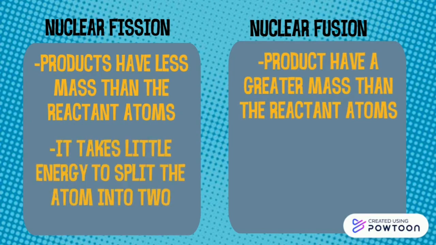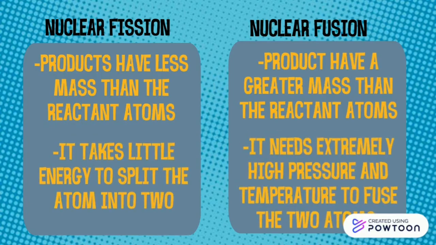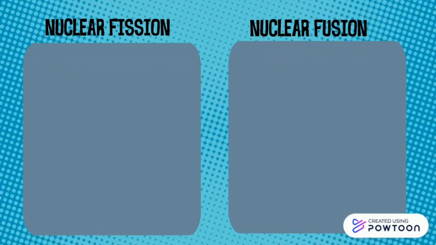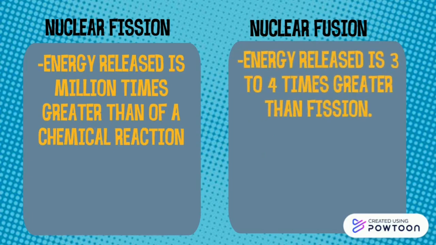It takes little energy to split the atoms in a fission reaction, while it takes extremely high energy and pressure to bring two or more protons close enough in nuclear fusion. In nuclear fission, the energy released is millions of times greater than the energy released in chemical reactions, while the energy released in fusion is 3 or more times greater than the energy released by fission.